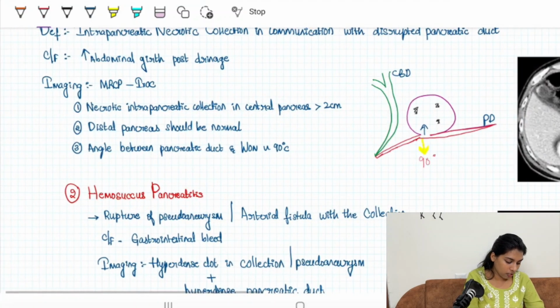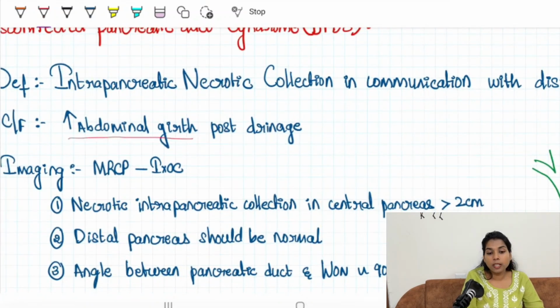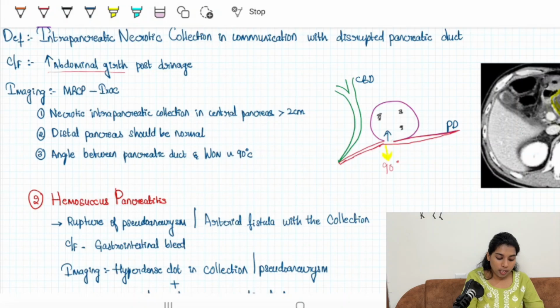Clinically, how will you get a requisition? The requisition will be like the patient is coming to you with increase in abdominal girth even after drainage of the pancreatic collections, right? So this is a very important thing as a radiologist that you need to identify this syndrome, because if you do not identify this, the patient will have a continuous complaint. The patient will come to you with a continuous increase in abdominal girth. And as an interventional radiologist, the treatment for this is you need to put a stent along the pancreatic duct. So the treatment varies. That is why it is important as a radiologist to learn about this disconnected pancreatic duct syndrome.